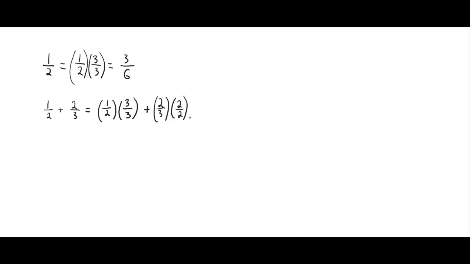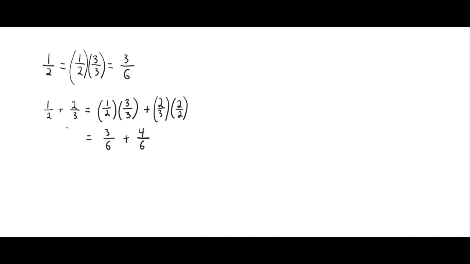And on the next line, let's just work out what we have. So 1 times 3 is 3, and 2 times 3 is 6. It's the same as we did above. And the other fraction we're working with becomes 2 times 2 is 4, divided by 3 times 2 is 6. Now see how we ended up with the 6 on the bottom of both fractions? That's the important step, and that's the thing you need to do before they can be added.